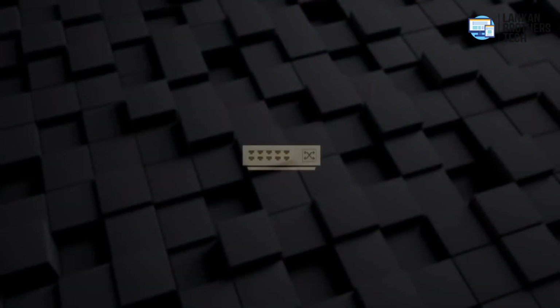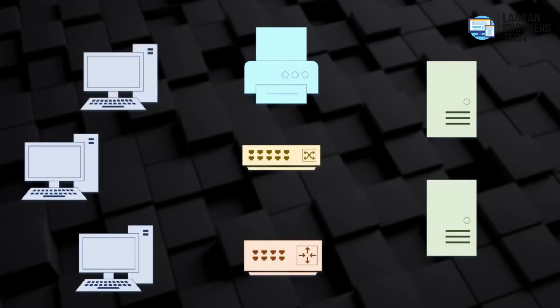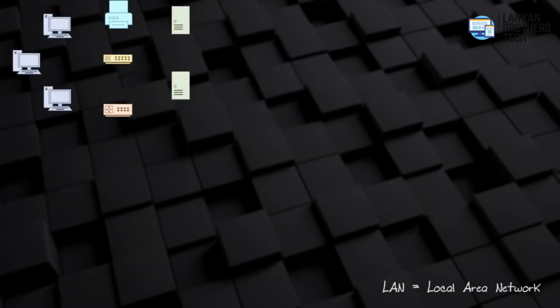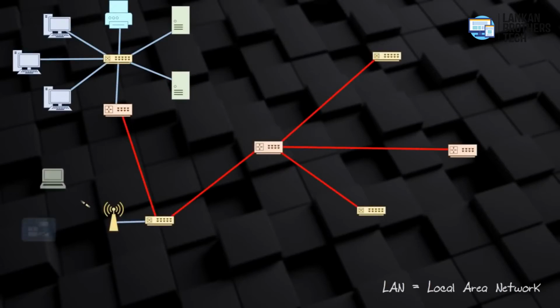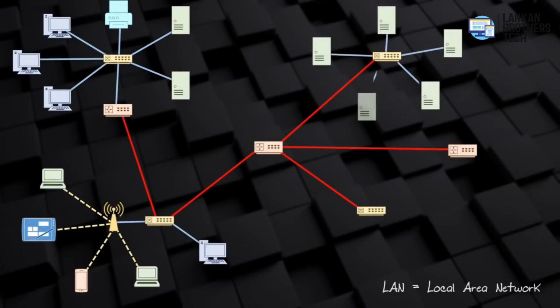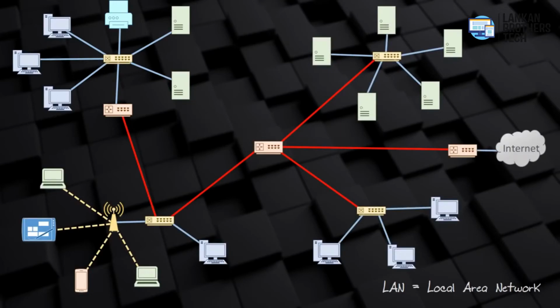When devices are collected into a local area, we call this a local area network, or LAN. The LAN may be a small network. In a SOHO network, the LAN is the switch with a handful of devices connected. Or the LAN may be part of a bigger network, like an enterprise network. This network may have many switches, routers, and access points, depending on their needs.